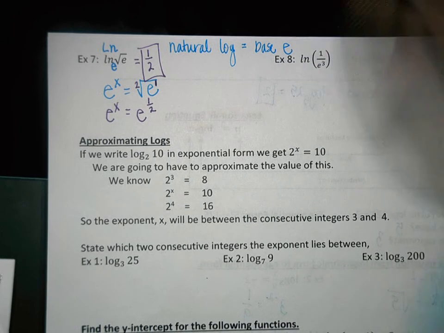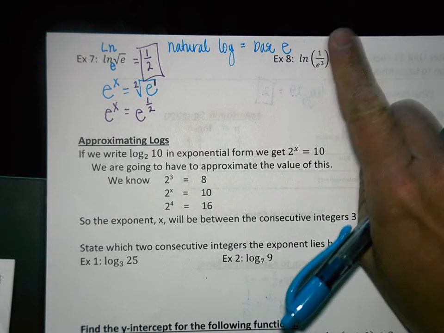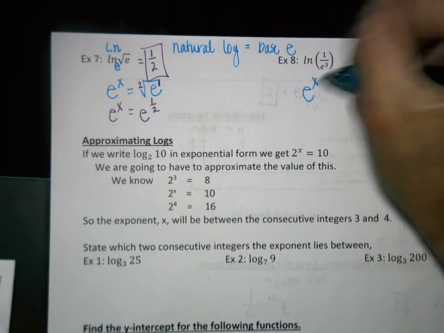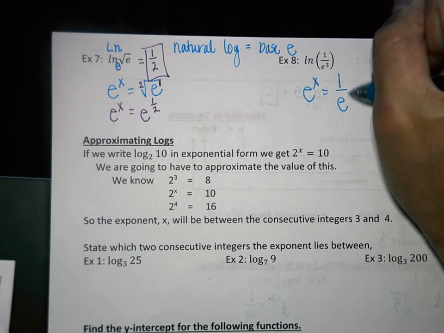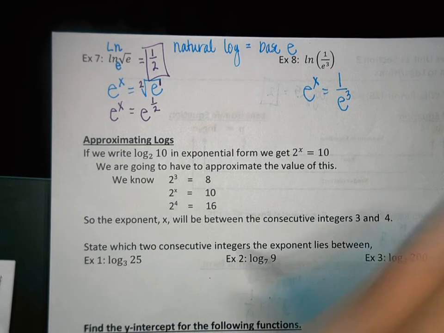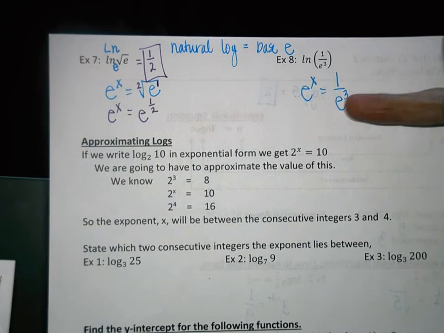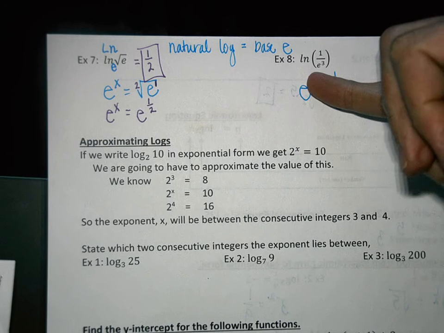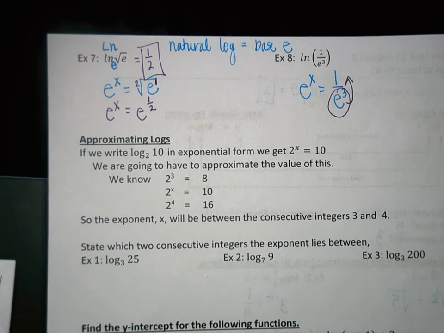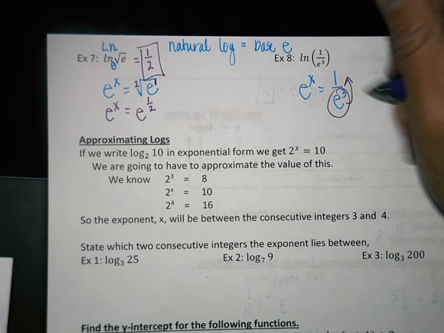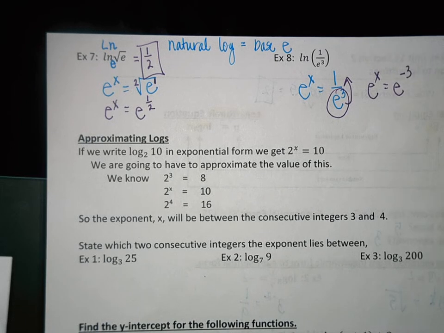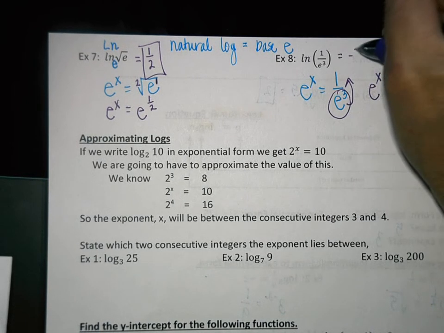So on this one, it's saying the natural log of 1 over e to the third, or e to what power equals 1 over e to the third. So these are not at the same level where we could say that x equals this, because this e is in the denominator and this e is not in a denominator. And so in order to take this e to the third and bring it up, what do we do? Hopefully you said we're going to make that a negative. So e to the x equals e to the negative third, which means that my answer here is -3.